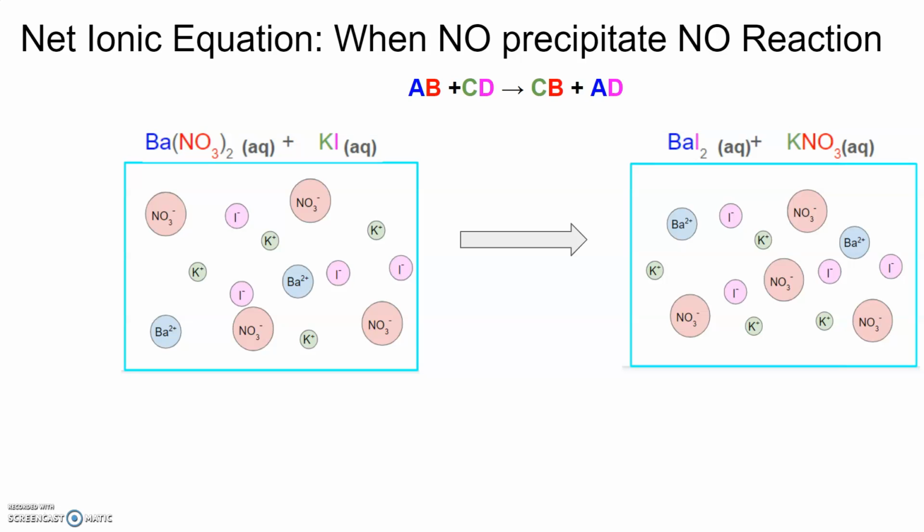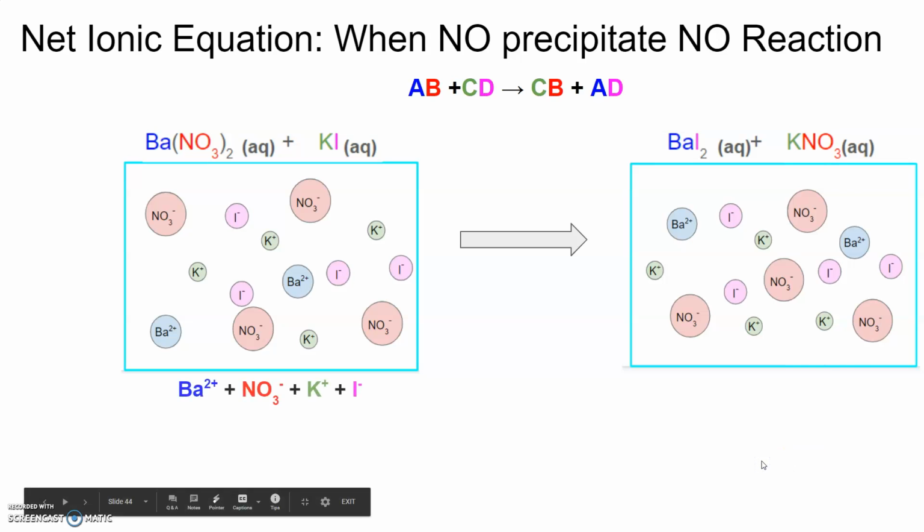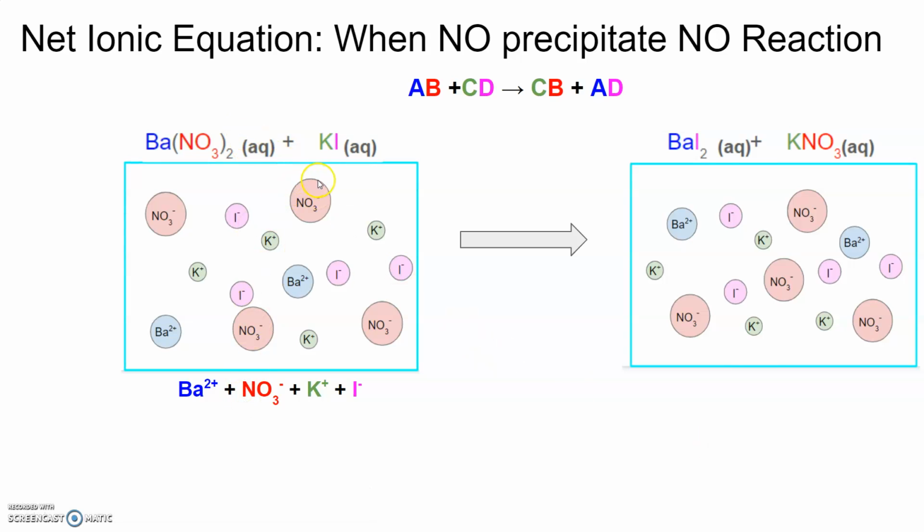Let's see what happens when we do the same sort of steps for a case where there's no precipitate. So this is the barium nitrate potassium iodide reaction. So we do the same thing. Anything that's aqueous gets broken down into its ions. So I'm going to break down barium nitrate into its ions and potassium iodide into ions because they're aqueous. So they would be dissolved in water.